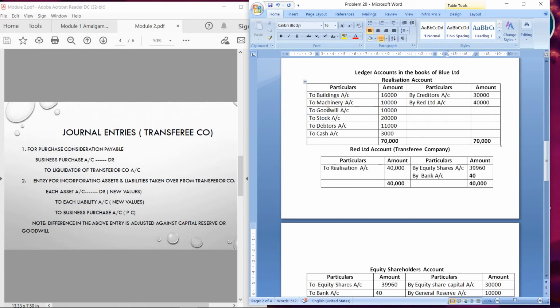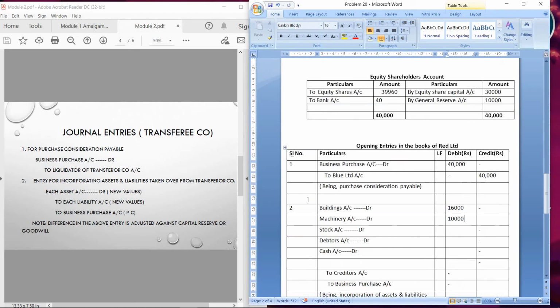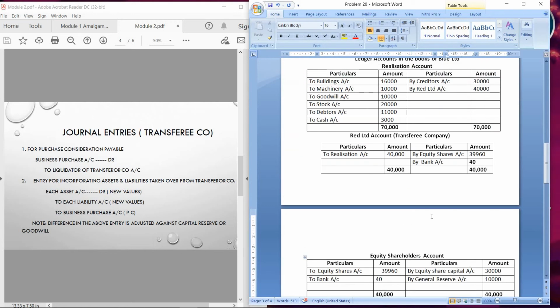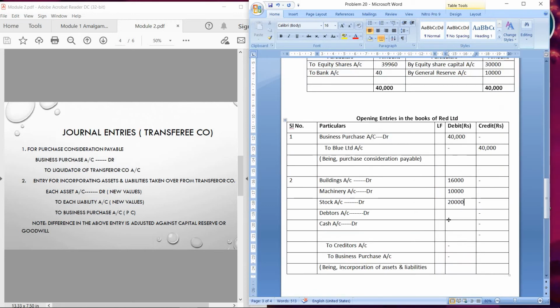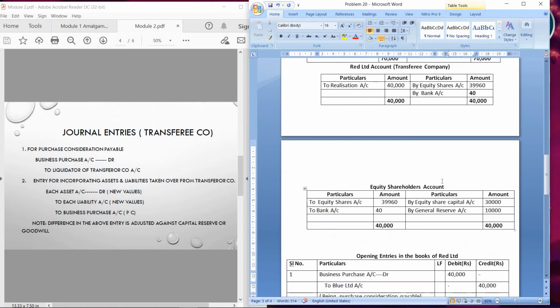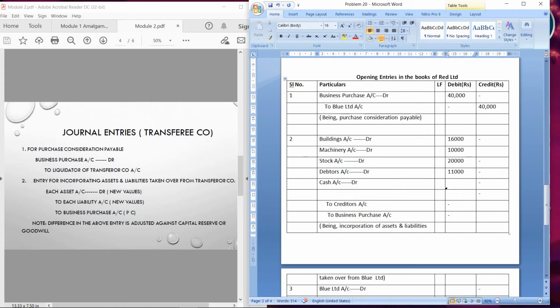Next asset is goodwill, but we will not consider goodwill. Why? Because if there is any difference in the entry, then it is to be adjusted against capital reserve or goodwill. So we will not consider goodwill now. We will see that later. Then stock account amount is 20,000. So we will take it here. Okay, then debtors 11,000. And finally cash 3,000.